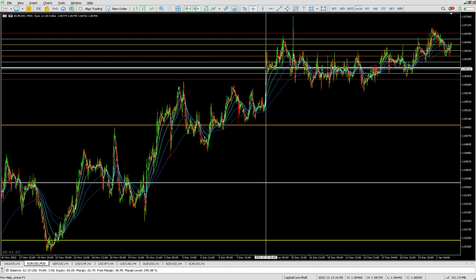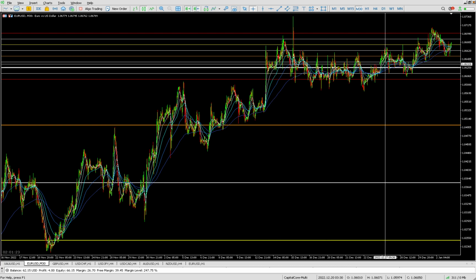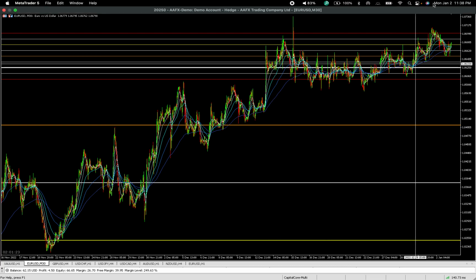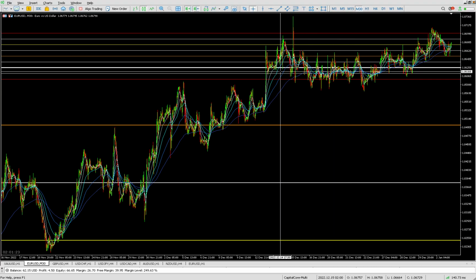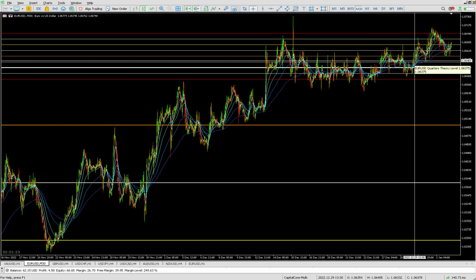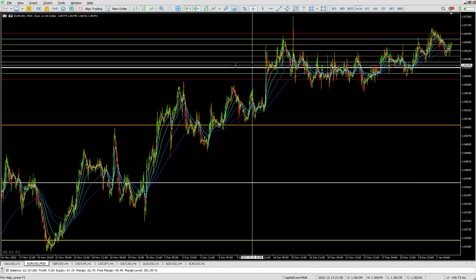Now this was actually the year end. As you see, this is January 2nd, 2023. So the holidays, we had a big consolidation. But look how interesting it is that it consolidated at this 10,000 point quarters theory level range. Say that 5 times fast and get back to me.